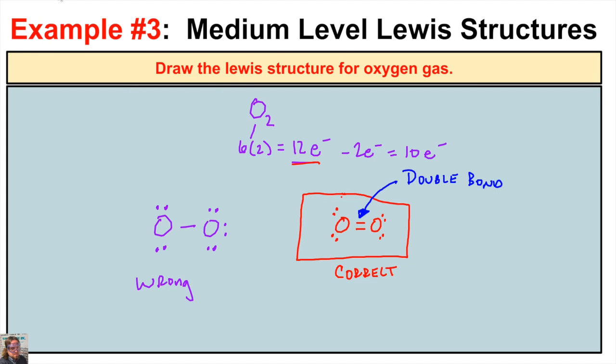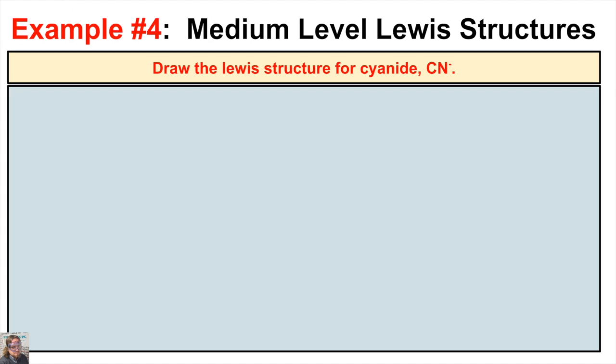Let's take a look at another example. In this 4th example, it says to draw the Lewis structure for cyanide. So we have cyanide. Cyanide is CN-. It's a polyatomic ion. So this carbon atom has 4 valence electrons. This nitrogen here has 5 valence electrons. And this negative sign here means that this group of atoms here has 1 extra electron, and that is why it is negative. So we're going to add 1 to this. So we have a total of 10 valence electrons to use to satisfy the octet rules for carbon and nitrogen.